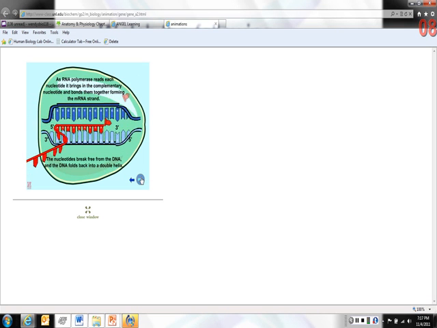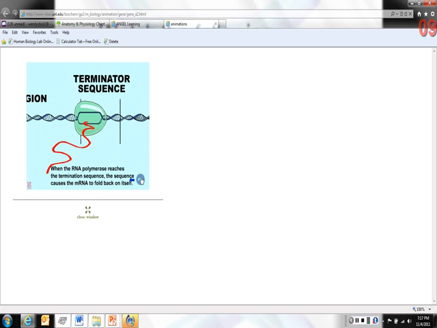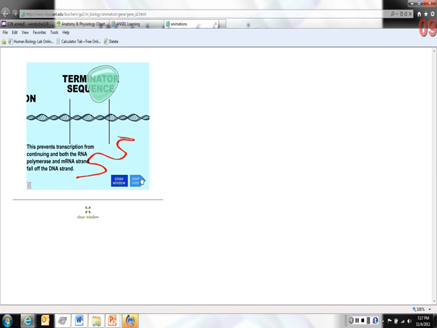As the RNA polymerase reads each nucleotide, it brings in the complementary nucleotide and bonds them together, forming the mRNA strand. The nucleotide breaks free from the DNA, and the DNA folds back into a double helix. When the RNA polymerase reaches the termination sequence, the sequence causes the mRNA to fold back on itself. This prevents transcription from continuing, and both the RNA polymerase and mRNA strand fall off the DNA strand.